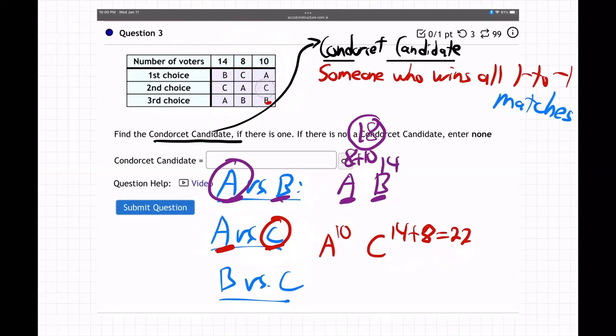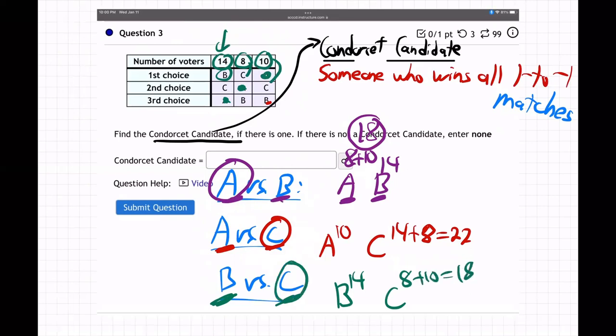Now I'm going to do B versus C. So just B and C. Let me drop A out of the election. We'll drop A out, and it's just B versus C. So these 14 people like B better. These 8 people like C better. And these 10 people like C better, which is 18. So C wins that election, right? If it's just between B and C.